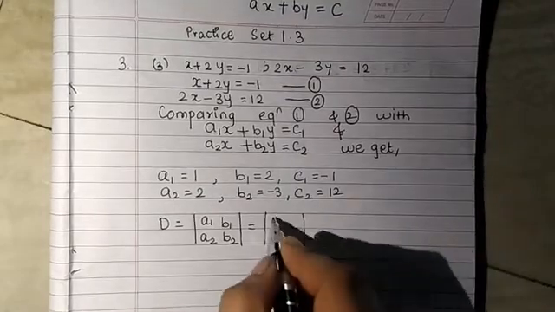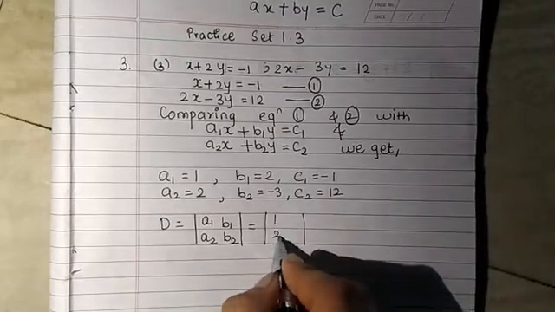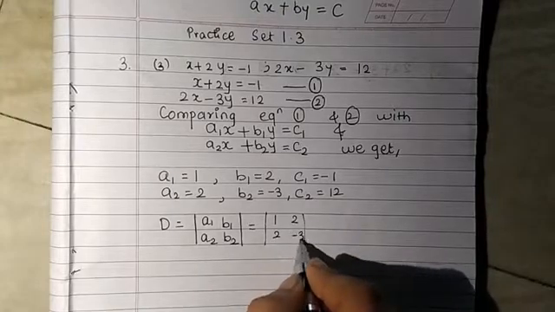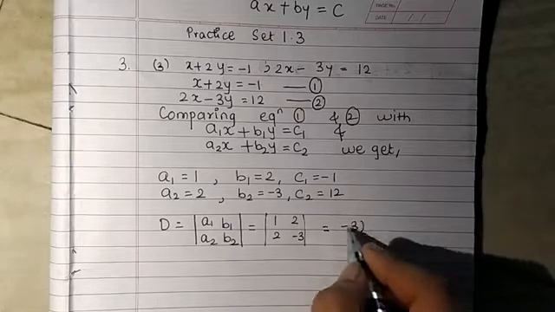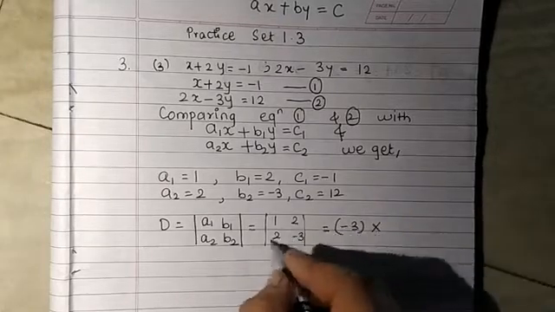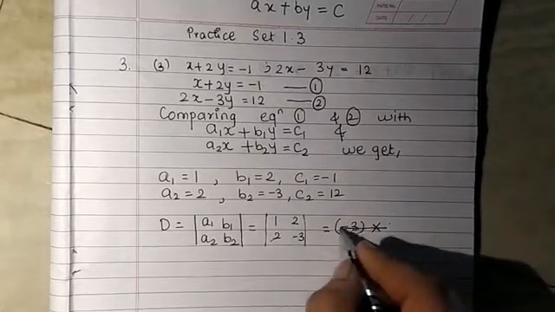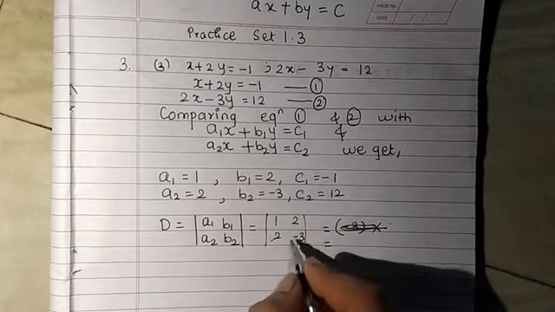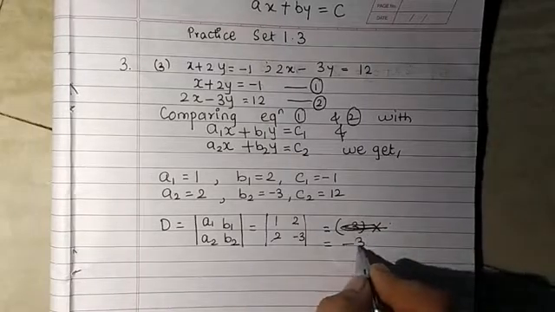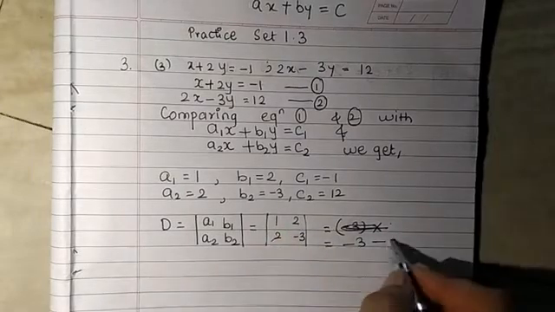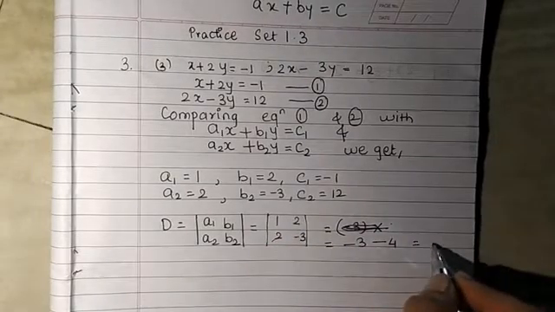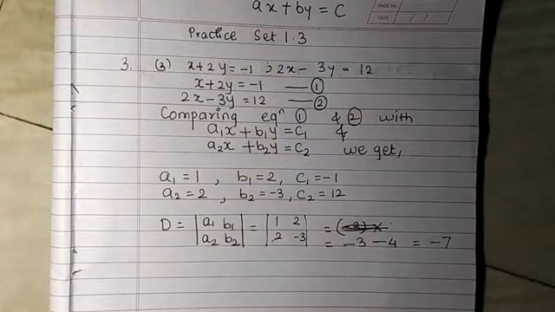So what is the value of a1? I have here 1. It is 2. It is 2. It is minus 3. So now minus 3 ones are minus 3, multiplied by 2, twos are, minus 3 ones are minus 3, minus sign we put in between, 2 twos are 4. So the final answer I will get is minus 7 for D. So the value of D I got here is minus 7.